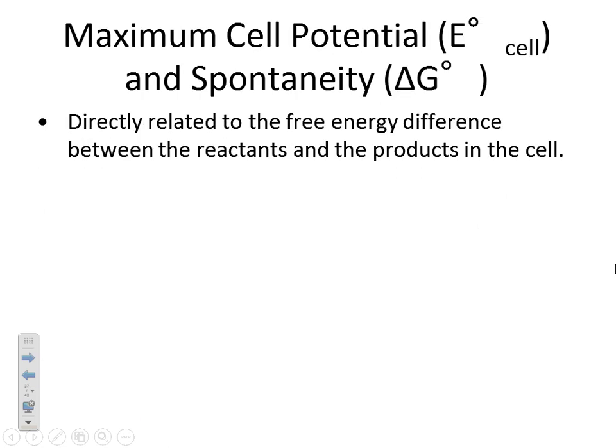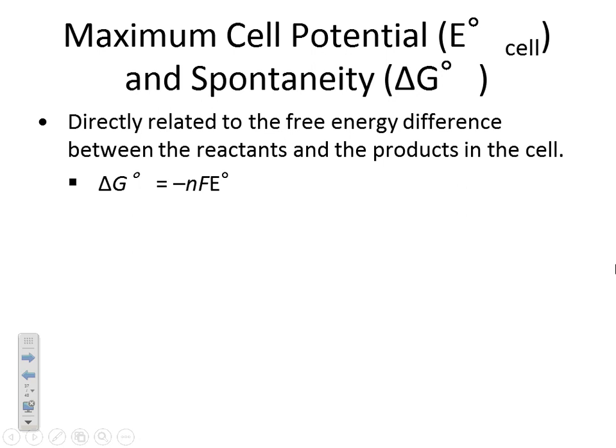Now, maximum cell potential and spontaneity, specifically how do these two concepts tie together? Well, you should get that there's going to be a massive link between them because they are both commenting through their signs on whether or not the process is spontaneous. So they are absolutely directly related. There is a direct relationship between delta G and E, and it is through this formula right here: delta G naught is equal to minus nF E naught.